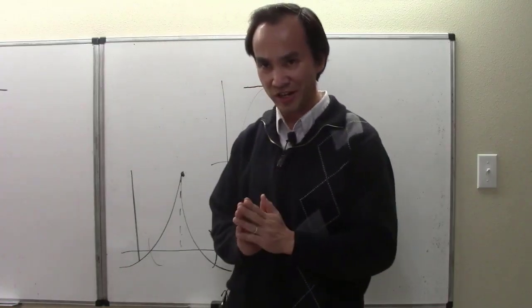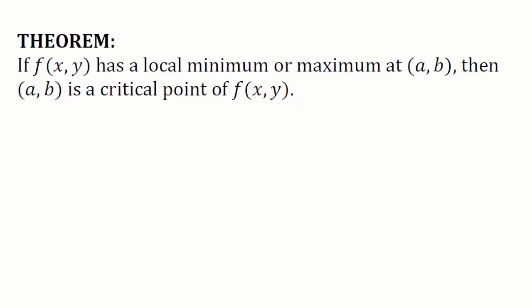So that's how we define what the critical point is. And now we come to an important theorem here. This theorem brings us a precise method to find a local maximum or local minimum. The theorem says if f of x, y has a local minimum or a local maximum at a given point, then that point a comma b is a critical point.